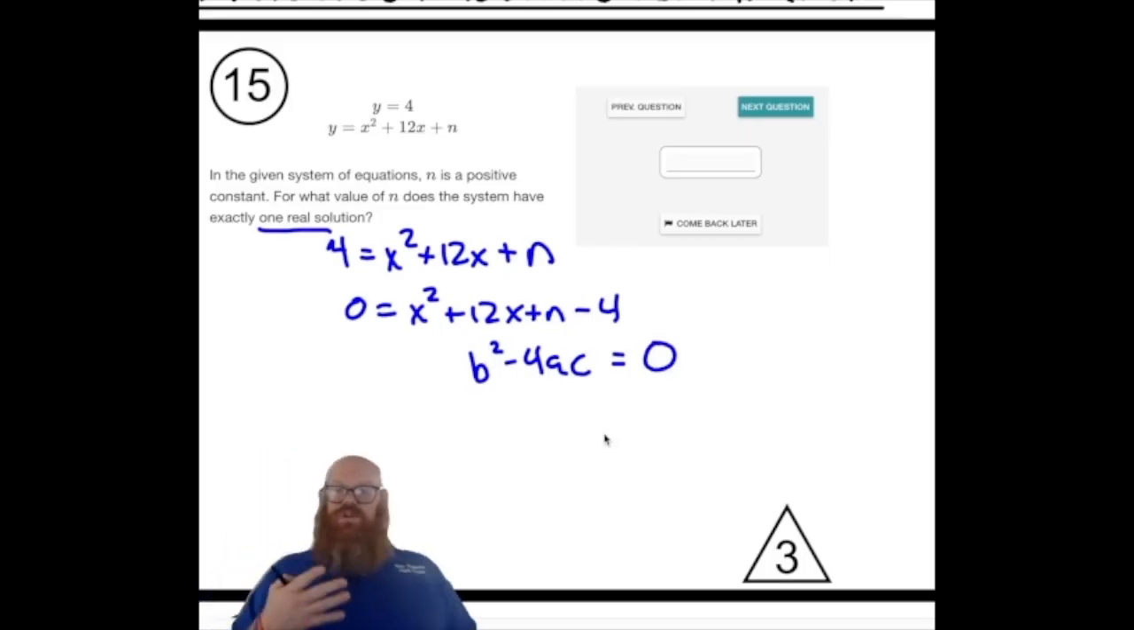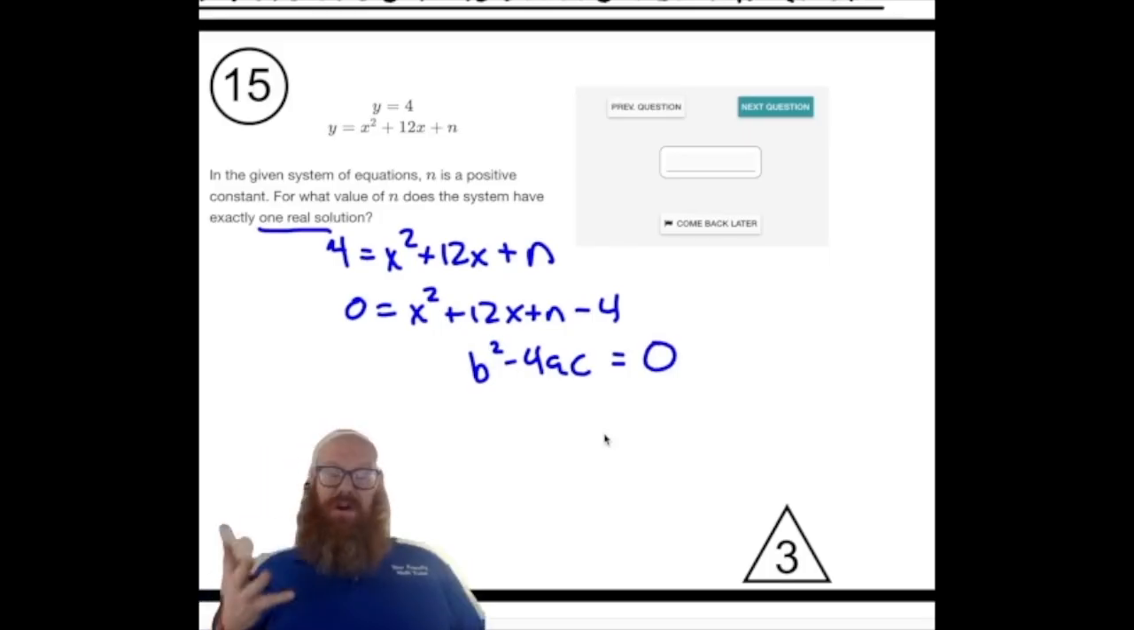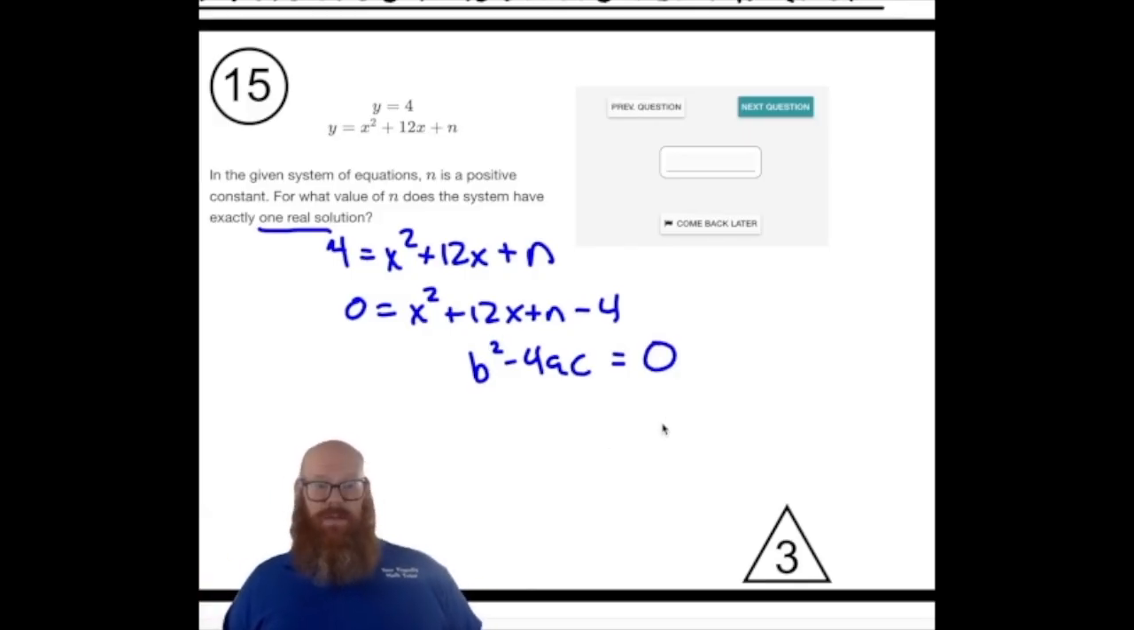That's because that's what's under the radical, and if you were doing the square root in the quadratic formula, you'd be doing the square root of 0, and the square root of 0 is 0, and plus or minus 0 doesn't change anything, so you get one answer. So my b squared is 12 squared, so I get 144, minus 4, a is 1, c is n minus 4. This is the entire constant.